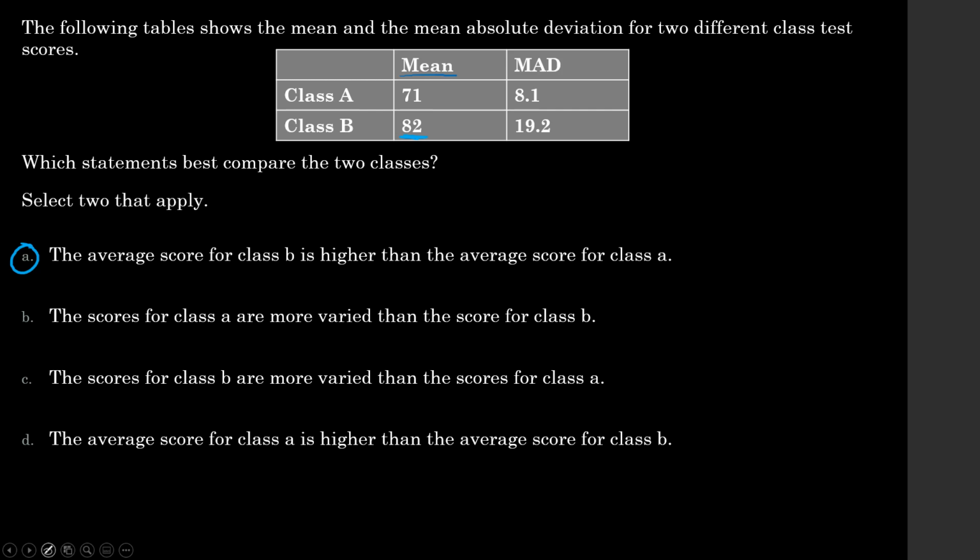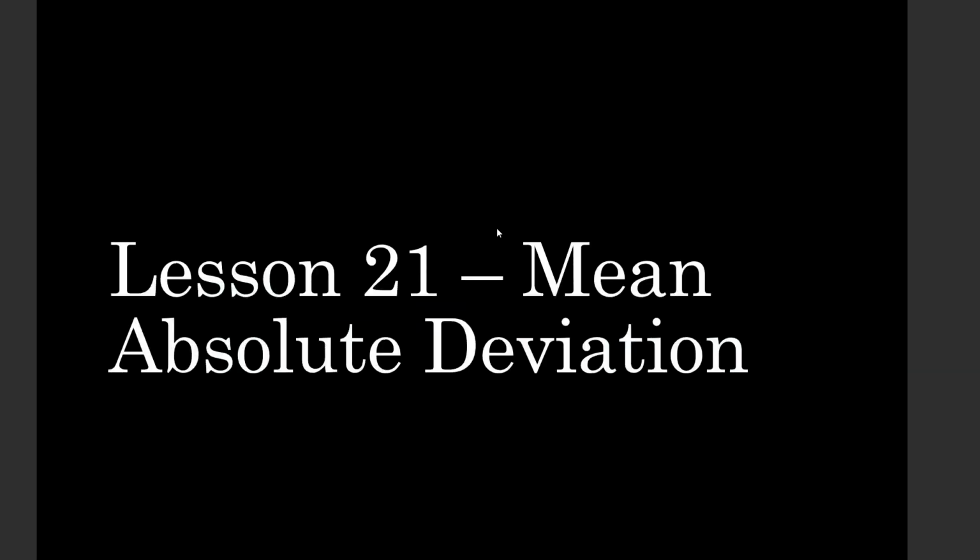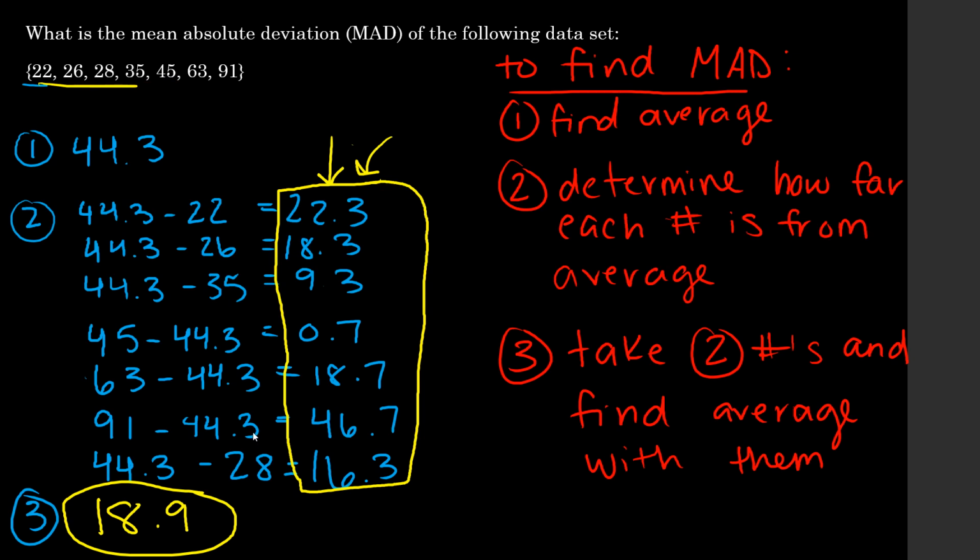B says that the scores for class A are more varied than the scores for class B. Well, let's think about it. Remember that your mean absolute deviation is telling you how far apart each of the numbers are from your average. So the larger your mean absolute deviation, the further apart your numbers are. Because remember that we are subtracting all of these, right? So if we have a wider set of numbers like we do here, our mean absolute deviation will be bigger. But if these numbers were much closer together, then our mean absolute deviation is going to be much smaller.